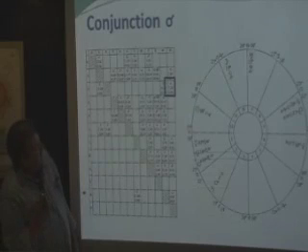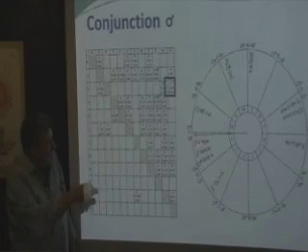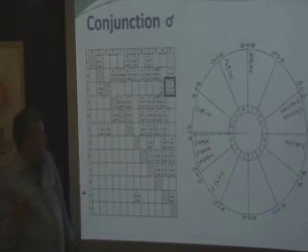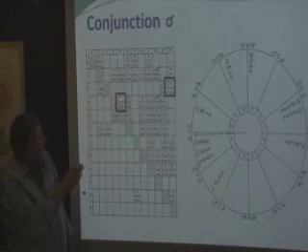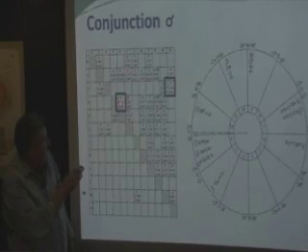All right. That's what a conjunction looks like. Two forces moving down the same line. Venus and Mars are in conjunction. Well, let's look at that. Venus conjunct Mars, and that's looking fairly powerful.